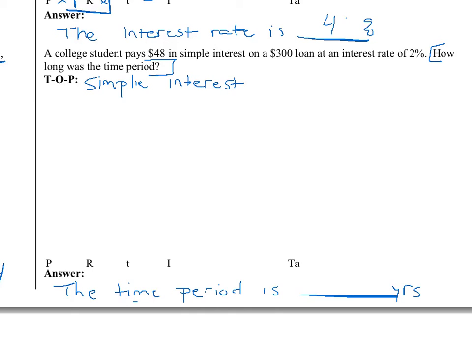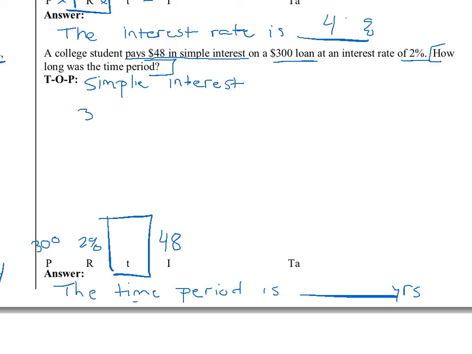All right, so I need to find the information in this problem. It says a college student pays $48 in simple interest. $48 is what? Which piece of information? Yeah, the interest. So $48 is the interest. On a $300 loan, $300 is what? The loan. Principal. That's how much is loaned, borrowed, or charged. At an interest rate of 2%. Well, our percentage is always going to be our interest rate. So now we know that we're solving for time.